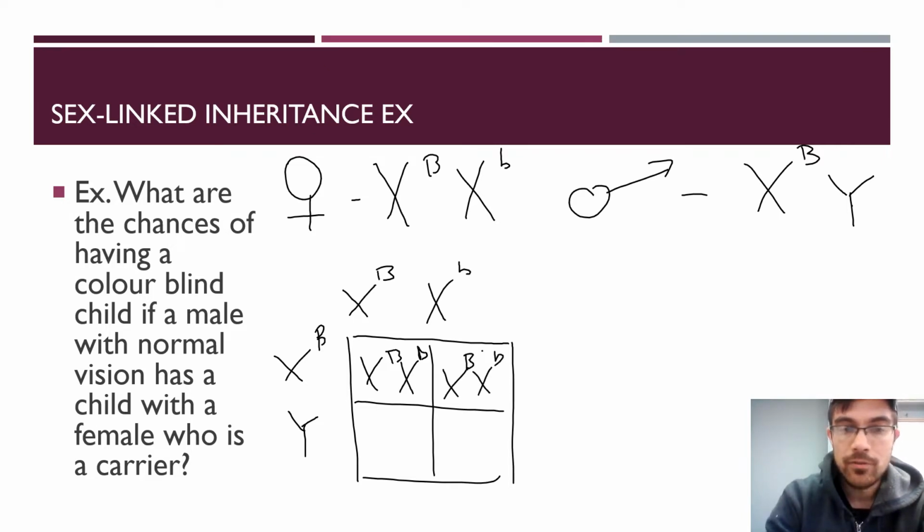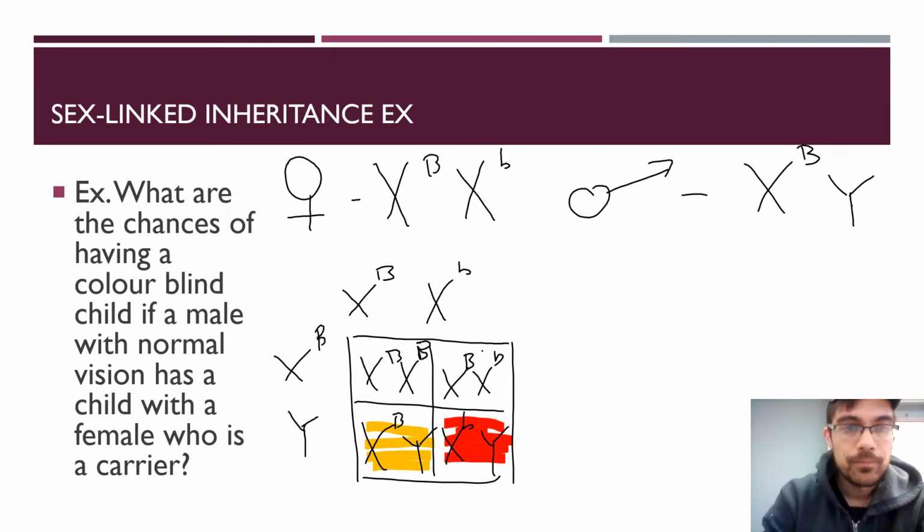For the females who could potentially be born to these parents, both of them are going to be non-colorblind. One of them will be a carrier, one of them is normal. In terms of the males that could be produced, you get one who is not colorblind and one who is.